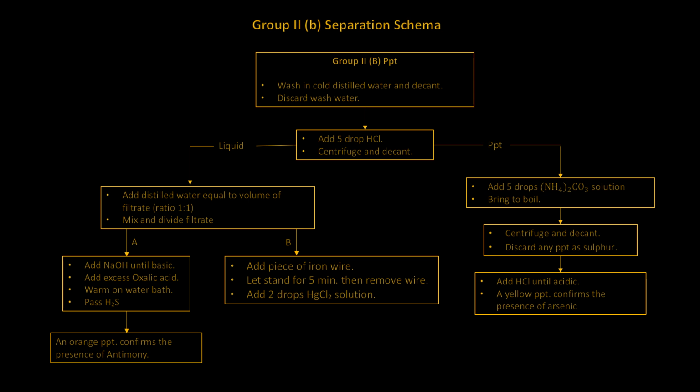To subsample B, place a piece of iron wire into the solution and let it stand for 5 minutes. Then remove it. Add 2 to 3 drops of mercury dichloride solution to the filtrate. If a white precipitate forms, it'll confirm the presence of tin.